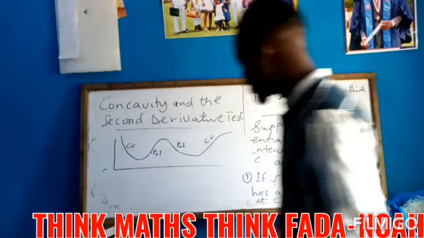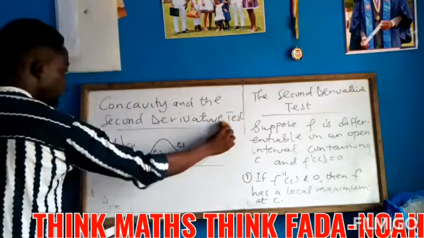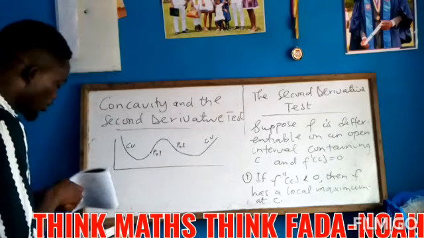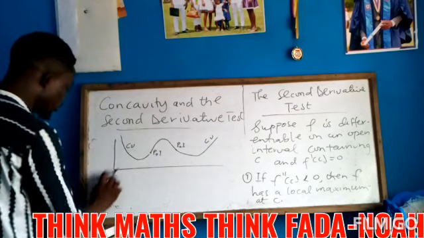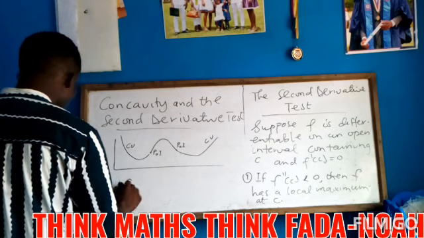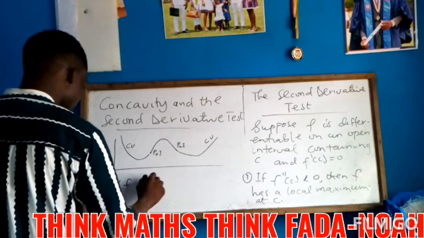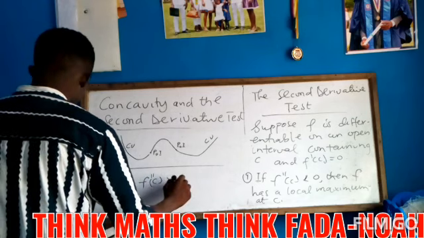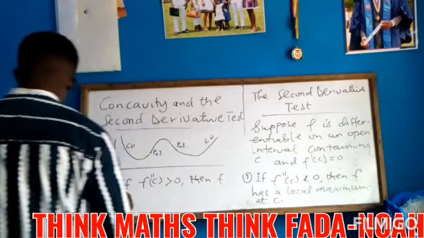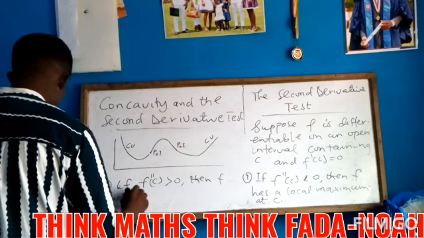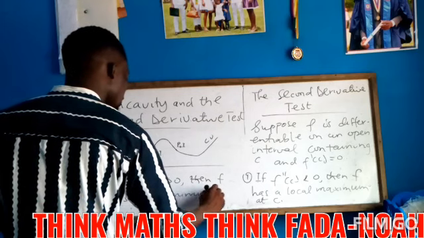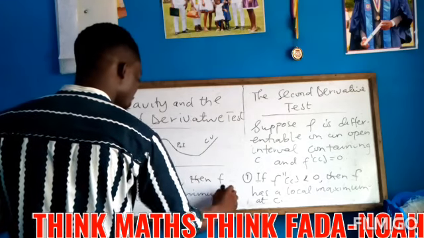Okay, let's look at the second one. Let me maintain it. I think I will use it over very soon. So let's look at the second one. It says if f prime prime of c is greater than 0, then f has a local minimum at c.